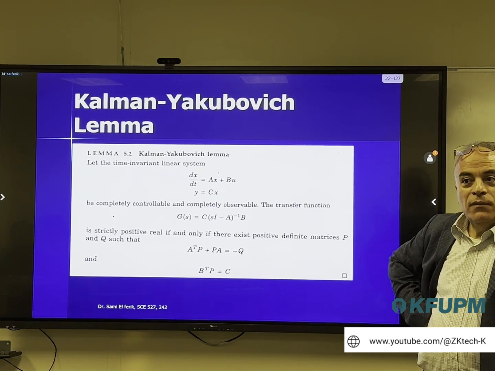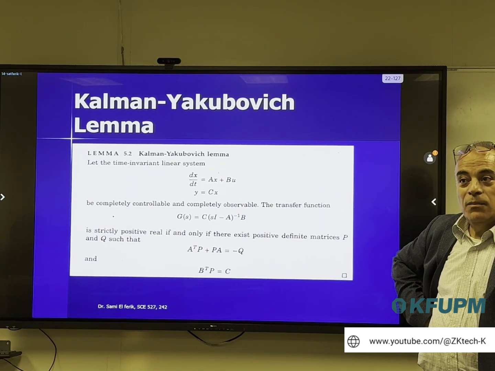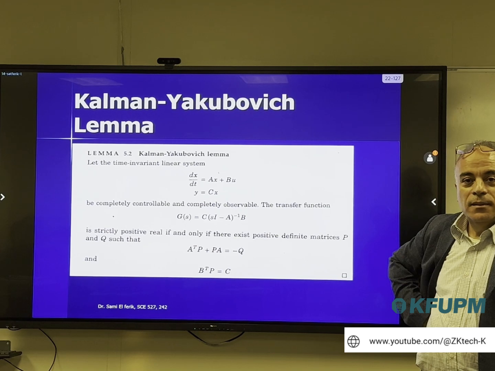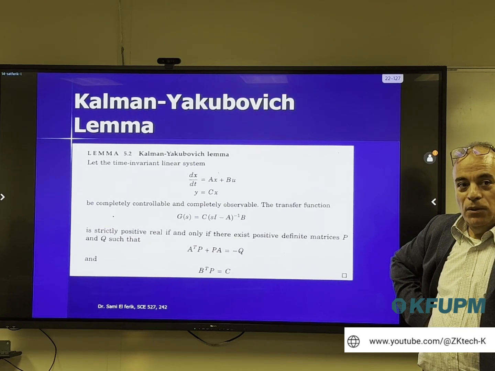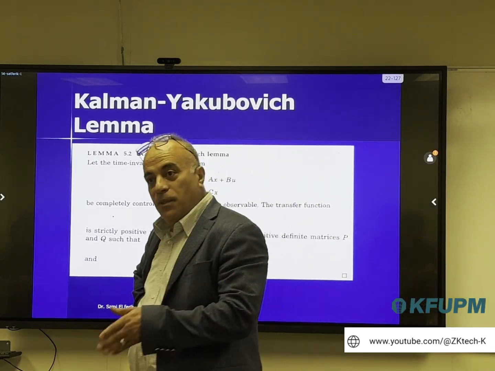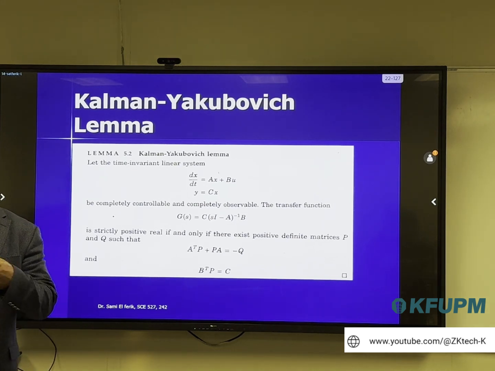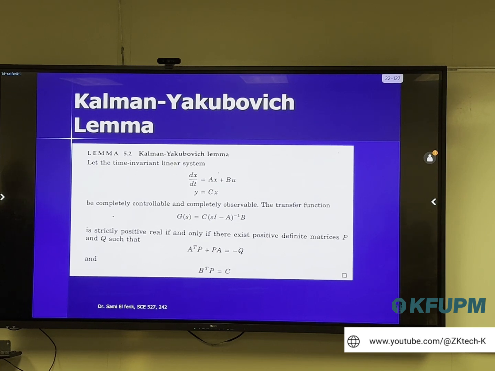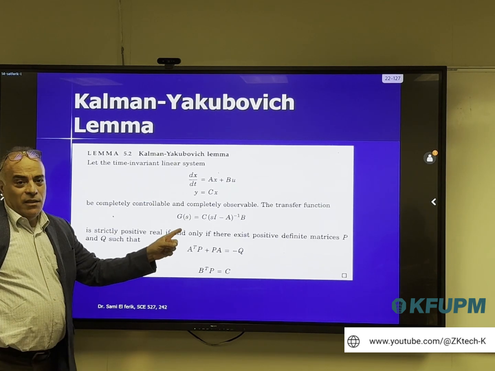We talked at the beginning of the class about the Kalman decomposition of the system into 4 different parts: completely controllable and completely observable, controllable but non-observable, non-controllable but observable, or not controllable and not observable. But the transfer function represents the controllable and observable part. So when we say here G of s equals C(sI minus A) inverse B, the system has to be completely controllable and completely observable, which means that this is the minimum realization of the transfer function.